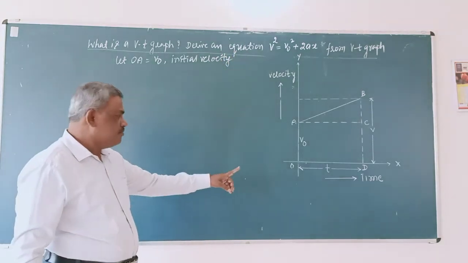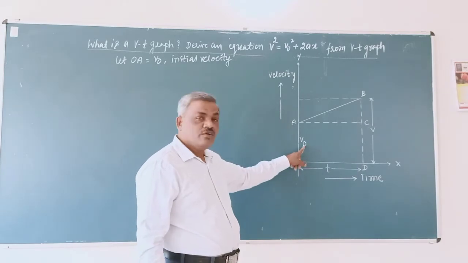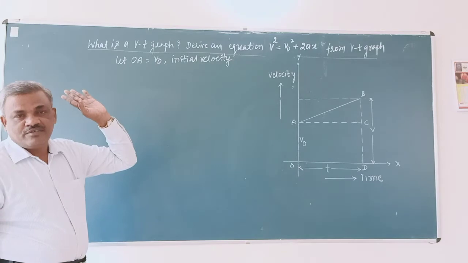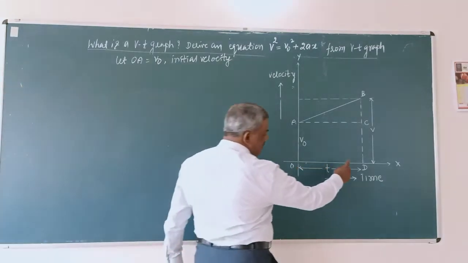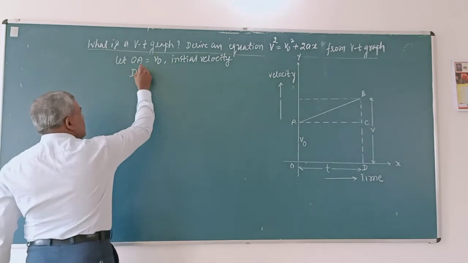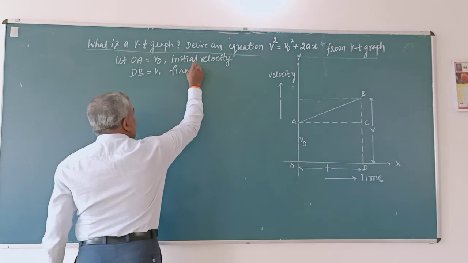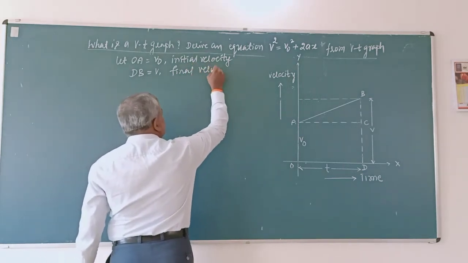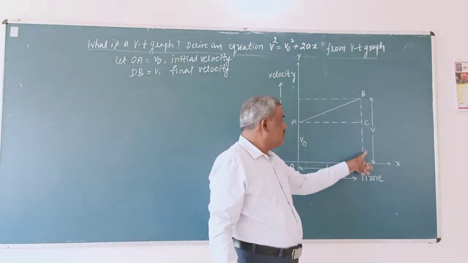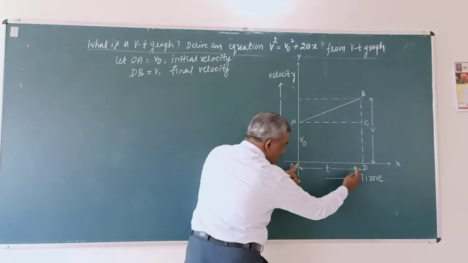Friends, explain this term. OA. Let us consider OA equal to what? V naught. V naught is the initial velocity. And DB equal to what? Final velocity. So DB equal to V, final velocity. And in the x-axis what?